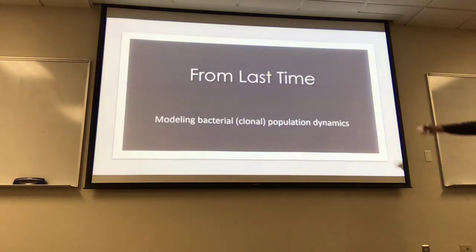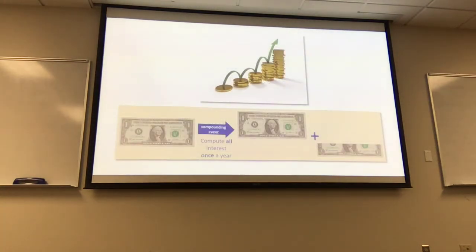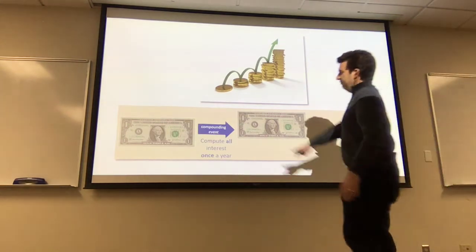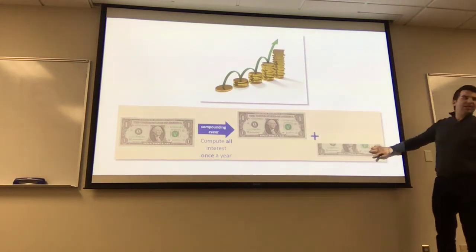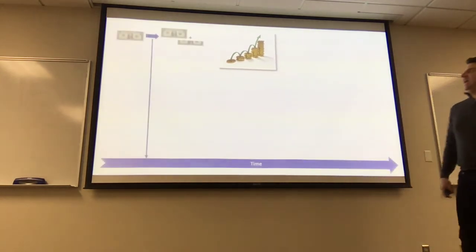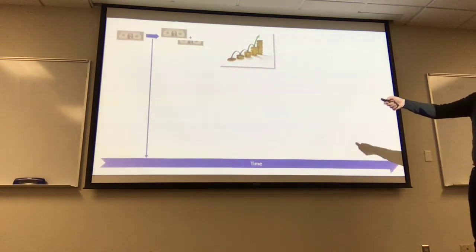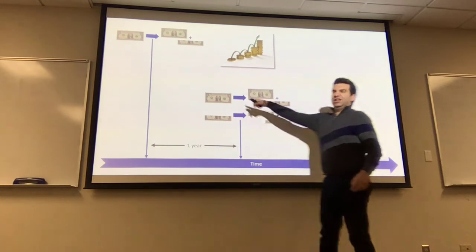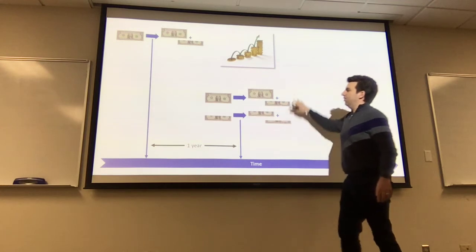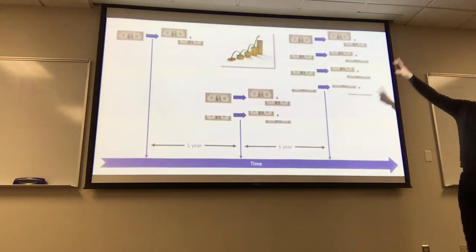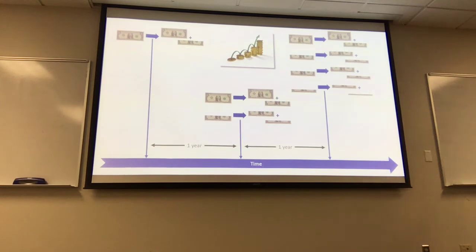From last time, we've been working with this bacterial example. We started with the banking example, and we tried to turn the bacteria into a bank. We know how to calculate compound interest. Each year, you have a dollar. After a year, you have a dollar plus a fraction, and we can take that dollar plus a fraction from one year and put it in the balance of the next year, and each one of those generates a little bit of a fraction. Then we take this whole new amount, and it becomes the balance for the next year, and so on and so forth.